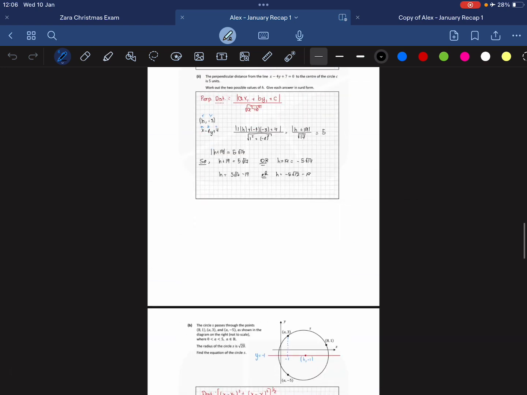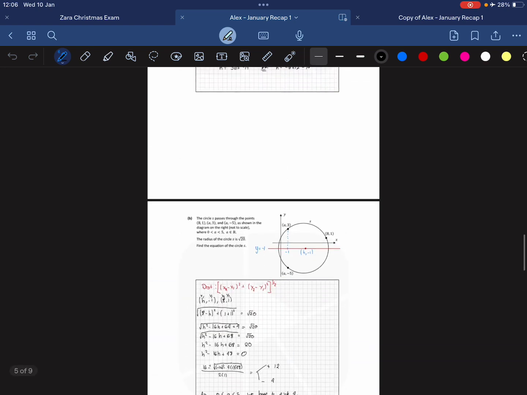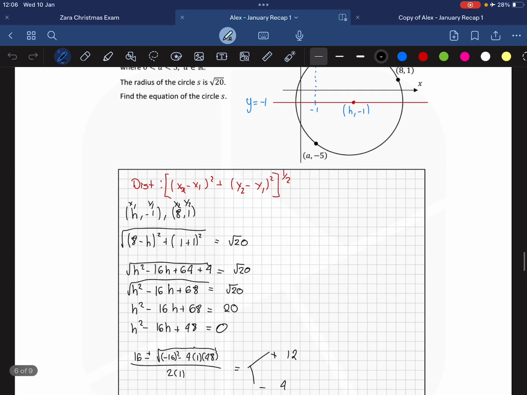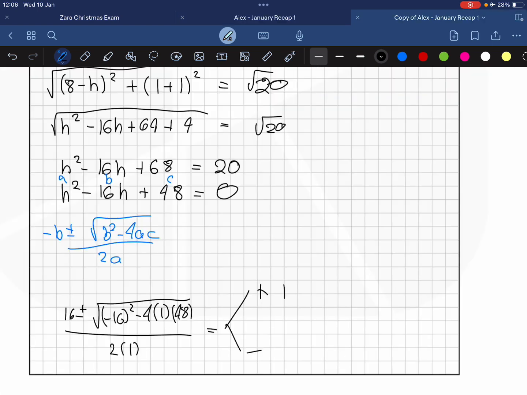if I just look at these answers, we're going to end up with 12, and if we do negative, we're going to end up with 4. So we're going to have 12 or 4. One of these answers is correct. So it's either 12 or 4.